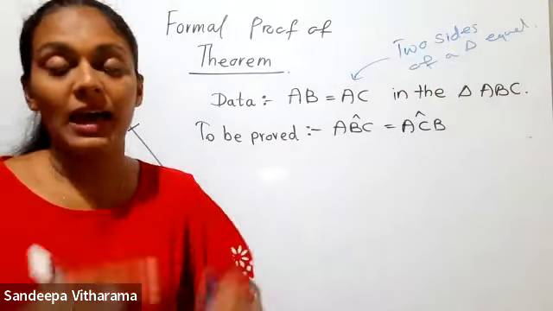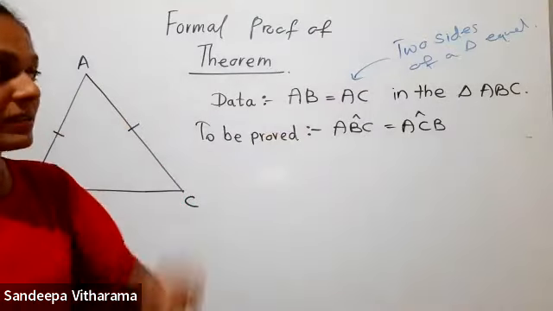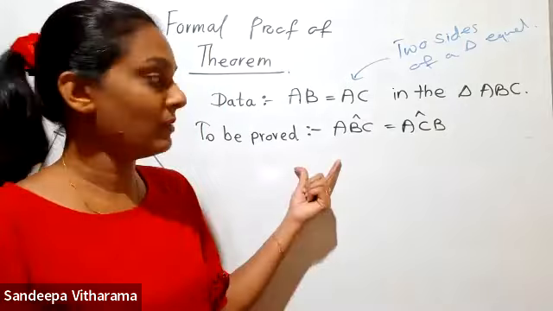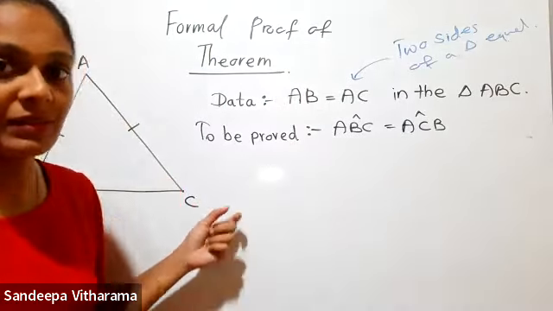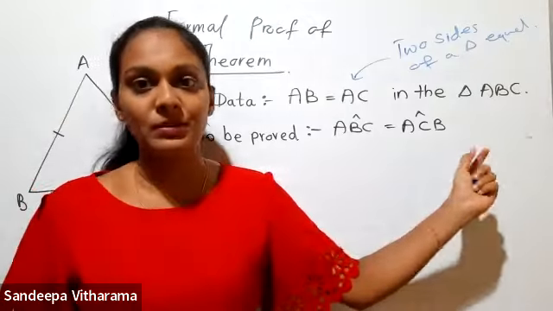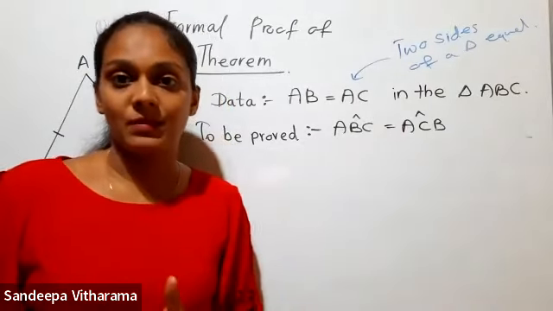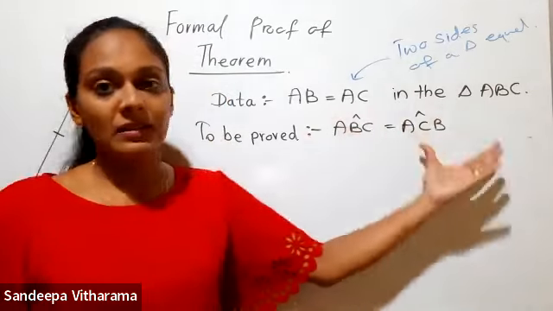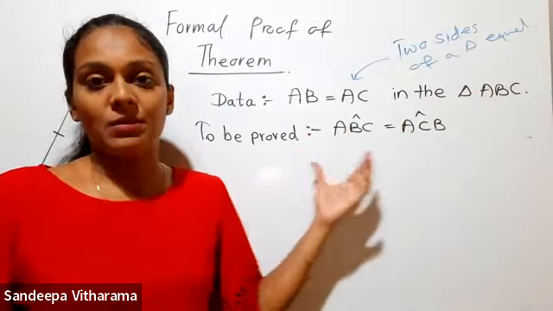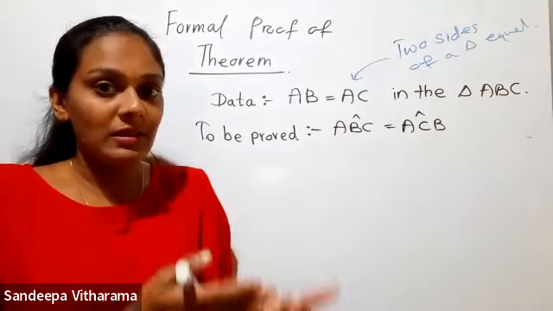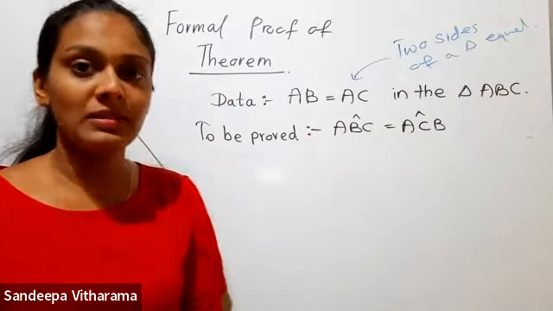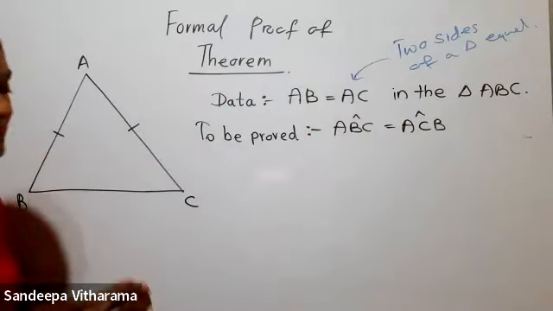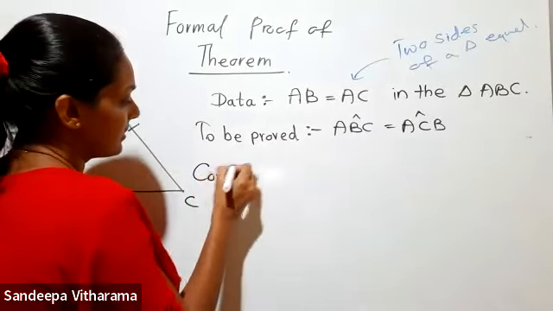Then to be proved: the angles opposite to the equal sides are equal. That's what you have to remember. That means when you do a formal proof of a theorem, what you have to write in the to be proved statement is the theorem, what is said by the theorem. Now this theorem should be represented by symbols. Then the construction.